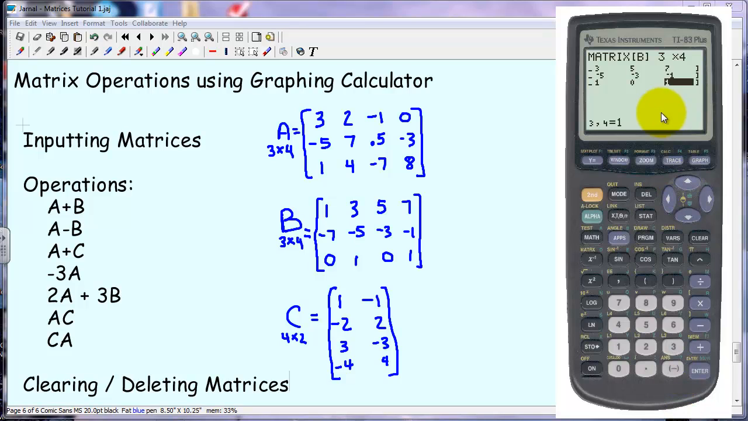So now we can see the data is in here, so I'm going to again press second quit, and I'm going to go back into my matrix and edit and enter matrix C, which is matrix 3, which is a 4 by 2.